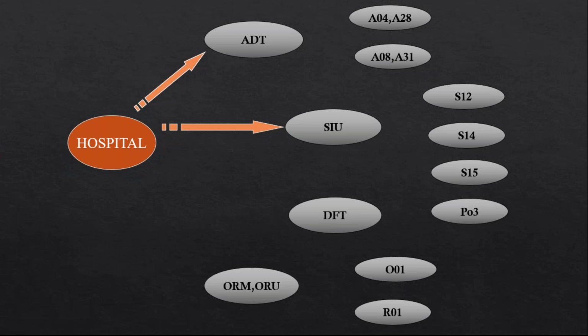Next we have SIU. SIU is scheduling information unsolicited, as I said before. It has three events: new appointment scheduling, second one is update of existing appointment, third one is cancellation. When a new appointment is scheduled, it is represented as SIU S12, and SIU S14 for modification of appointment, which means adding comments to the existing appointments or changing the time of an appointment, and so on. Then we have SIU S15, which is to cancel an existing appointment. If an appointment is already created and you want to cancel, then we have SIU S15 for that.